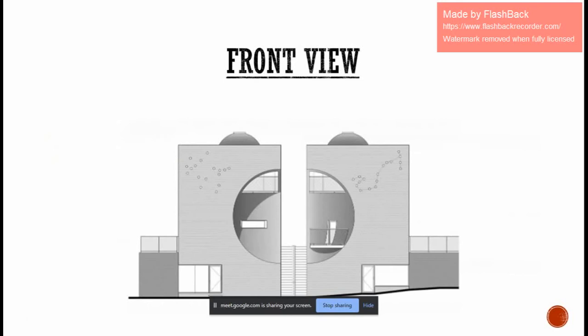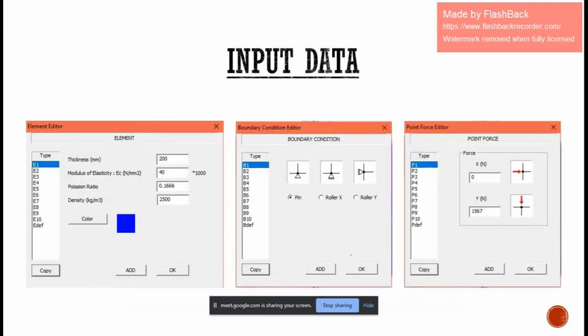Okay, and then this is the front view. So this is the input data. The thickness of the wall is 200. Modulus of elasticity 40. And the Poisson's ratio is 0.166. And then the density of concrete is 2,500. And then the boundary condition at the bottom is pinned. And then the force is 1567 Newton.